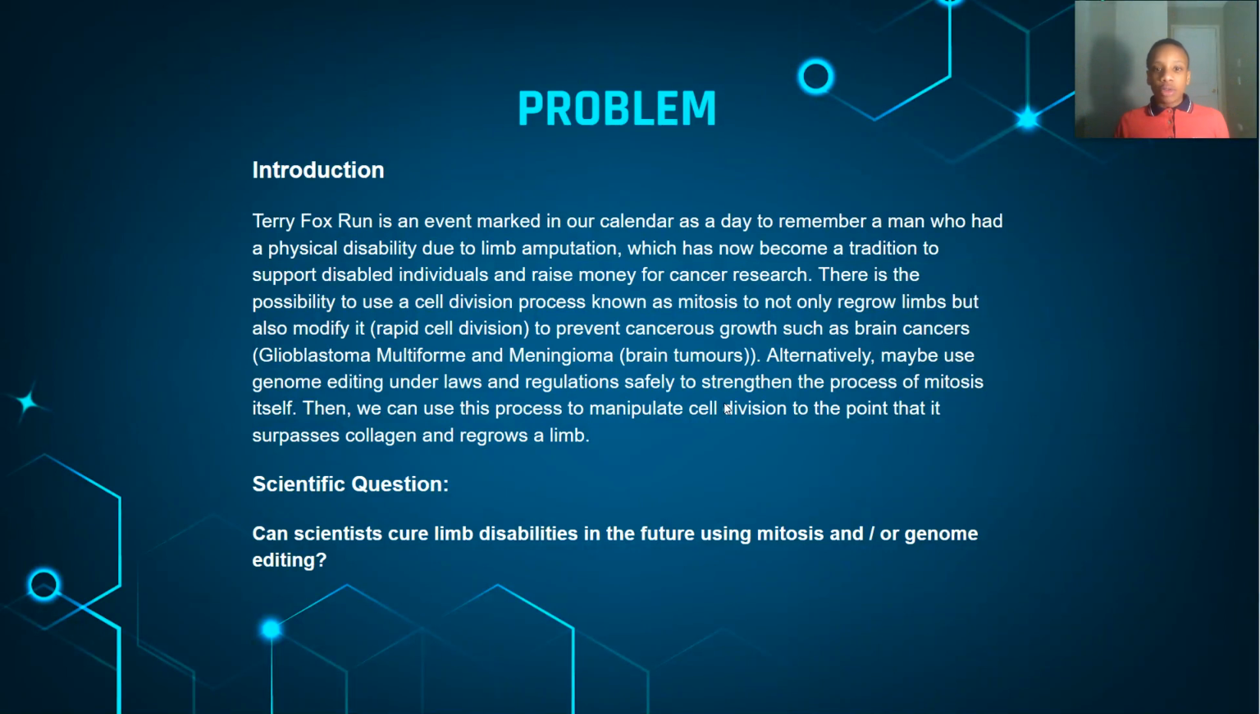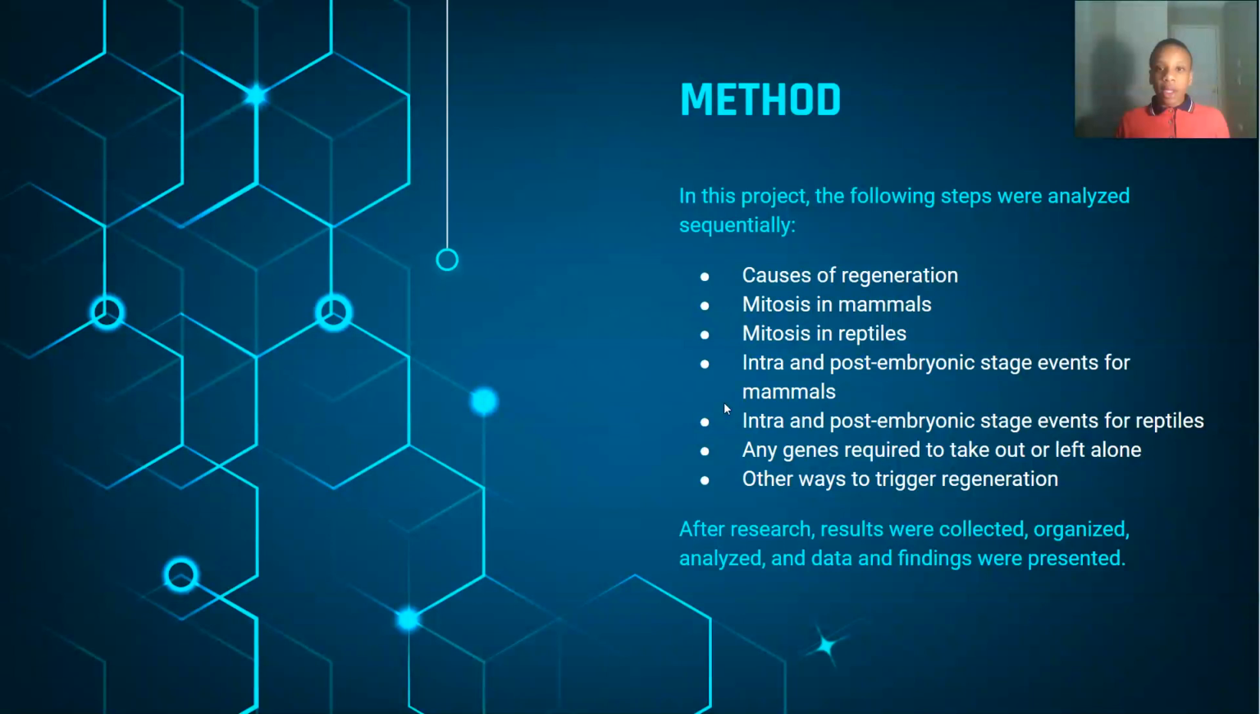It is banned in most countries because gene editing on healthy embryos may lead to irreversible mutations in the future hereditary of that same embryo. But we may need it for regeneration. So my scientific question is, can scientists cure limb disabilities in the future using mitosis and/or genome editing?